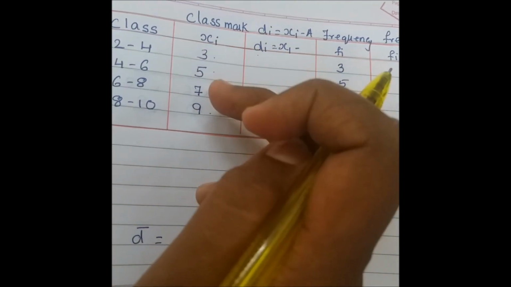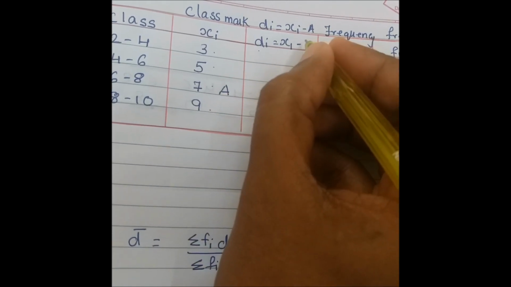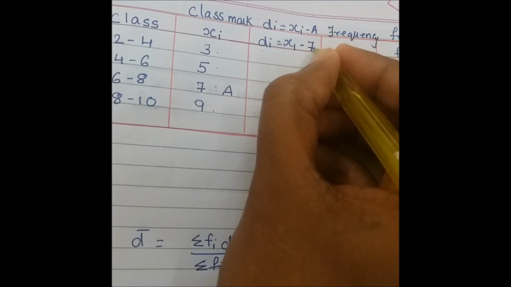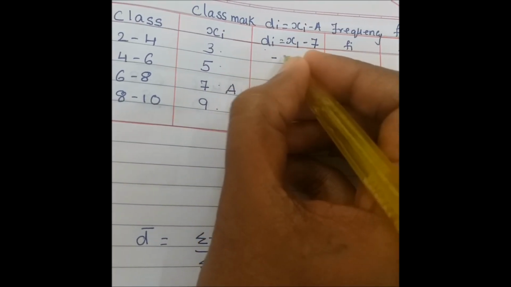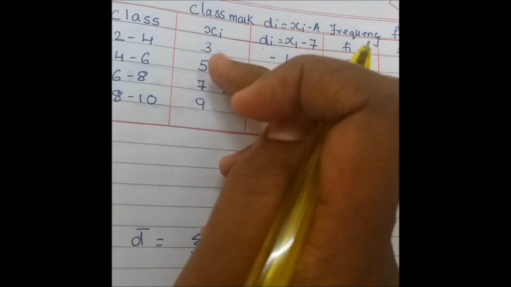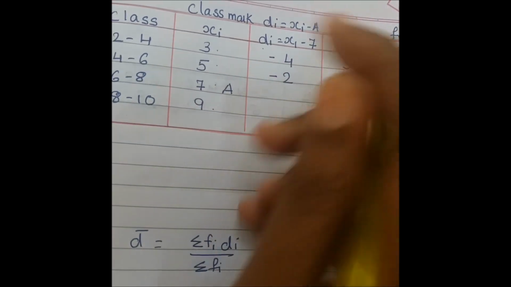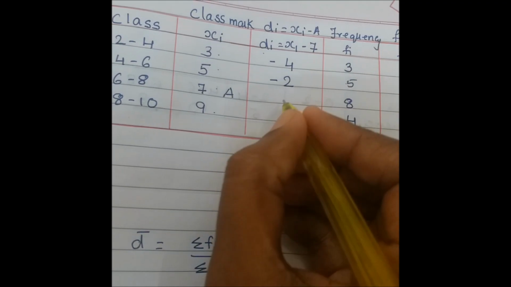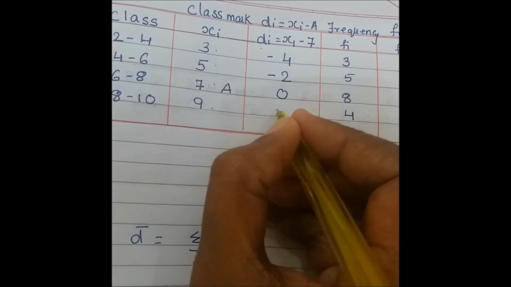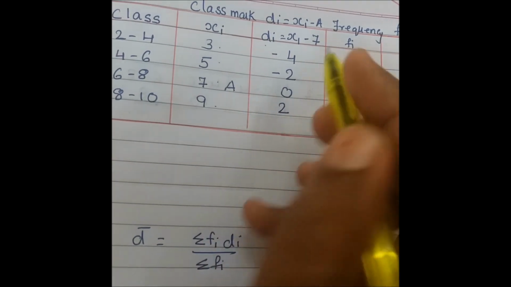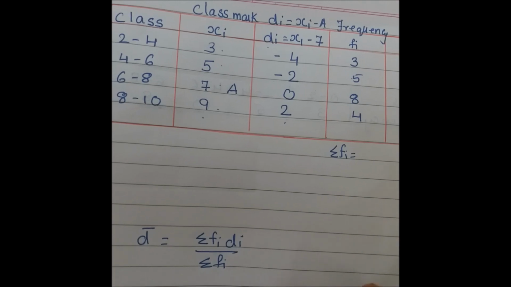So 3 minus 7 is equal to minus 4. 5 minus 7 is equal to minus 2. 7 minus 7 is equal to 0. 9 minus 7 is equal to 2. So your columns xi and di are complete.